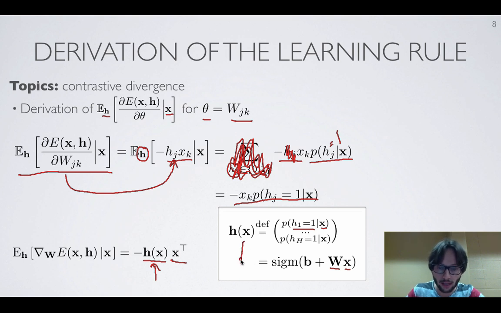Notice also that conveniently h of x is just the value of the hidden layer in a feed-forward neural network with sigmoidal activation function. This is somewhat of a coincidence, but we start seeing that this is really a neural network. There are relationships between the restricted Boltzmann machine and neural networks.